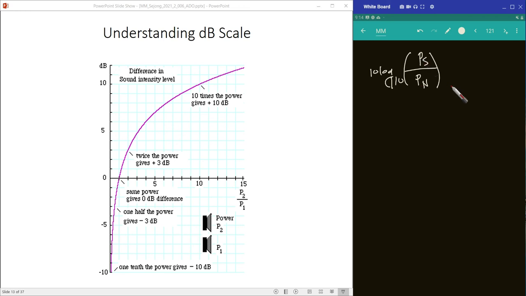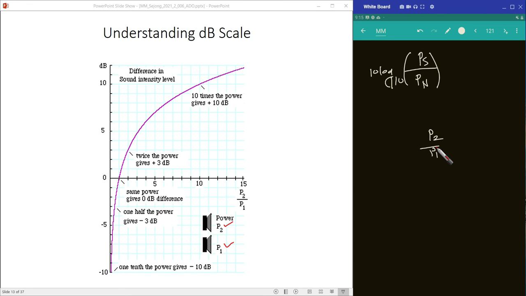Now, dB scale is not just for noise purposes. Basically, you can compare anything with anything. Let's say in this speaker we have P1 power, P1 watt or some power, and this other speaker has a larger power, P2. Let's say we like to compare their power, so we calculate P2 by P1. Now, if P2 and P1 are the same, that means there is no difference. In dB scale, if it is the same, we will say that is 0 dB.